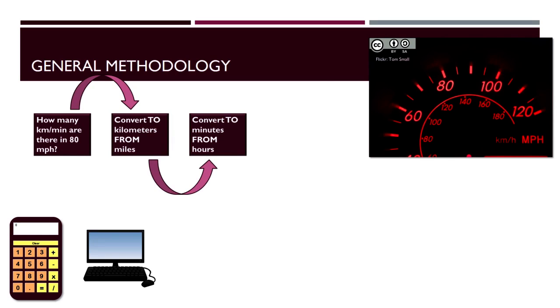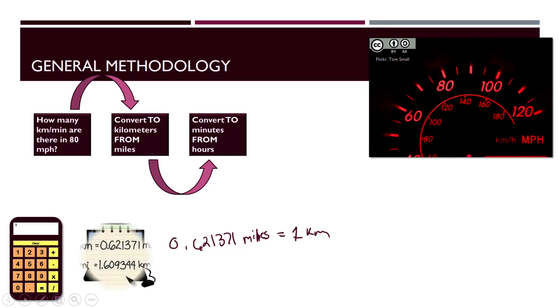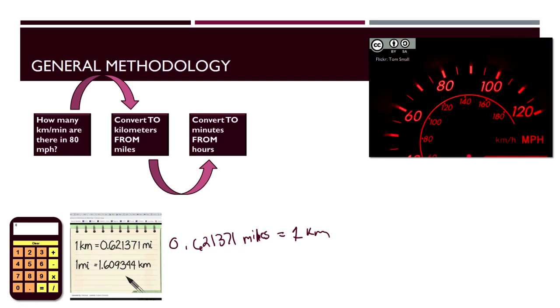I don't happen to know offhand how many miles are in a kilometer, but luckily we have lots of resources available to us. If we do a web search, what we find is that there are 0.621371 miles in 1 kilometer, okay?